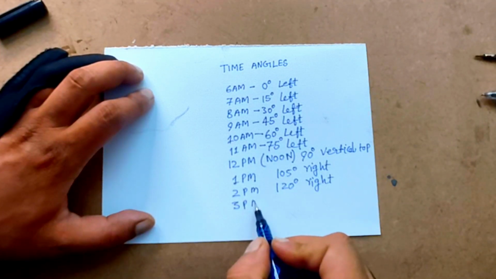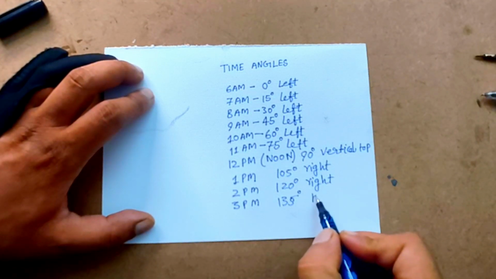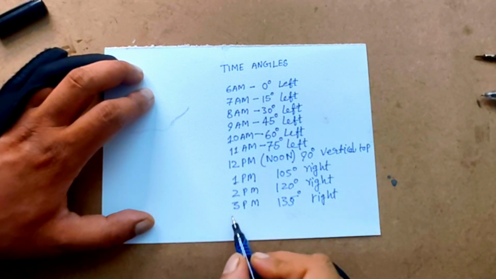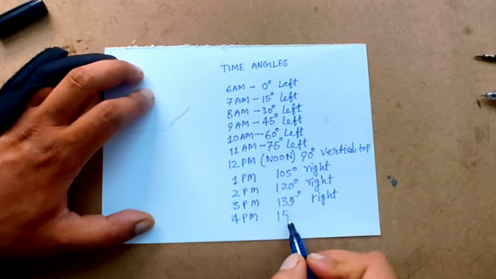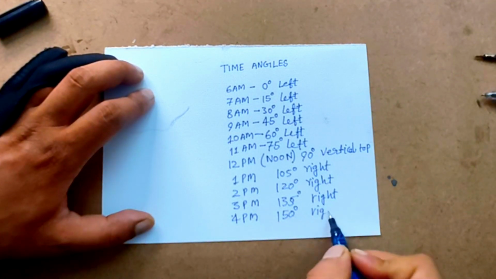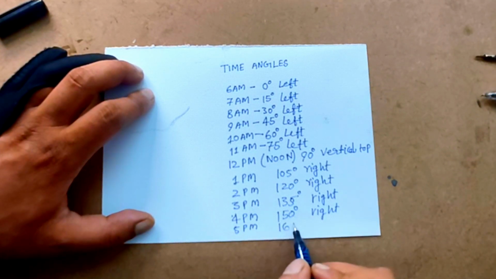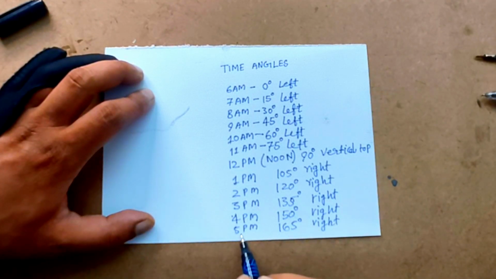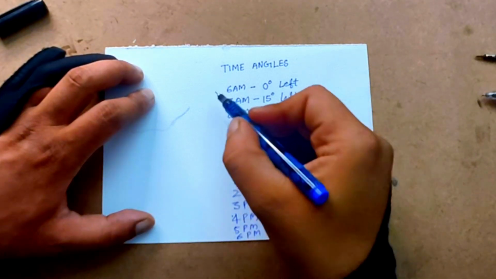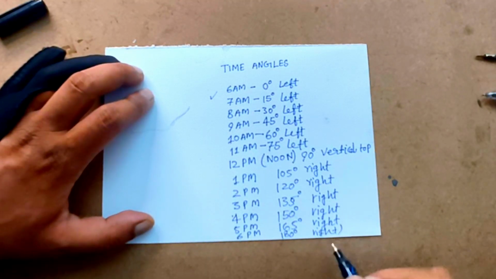For 3 p.m., I'll be using 135-degree, right. For 4 p.m., 150-degree angle, right hand side. For 5 p.m., I'll be using 165-degree, right. And for 6 p.m., I'll be using 180, opposite of this one, right. Okay.